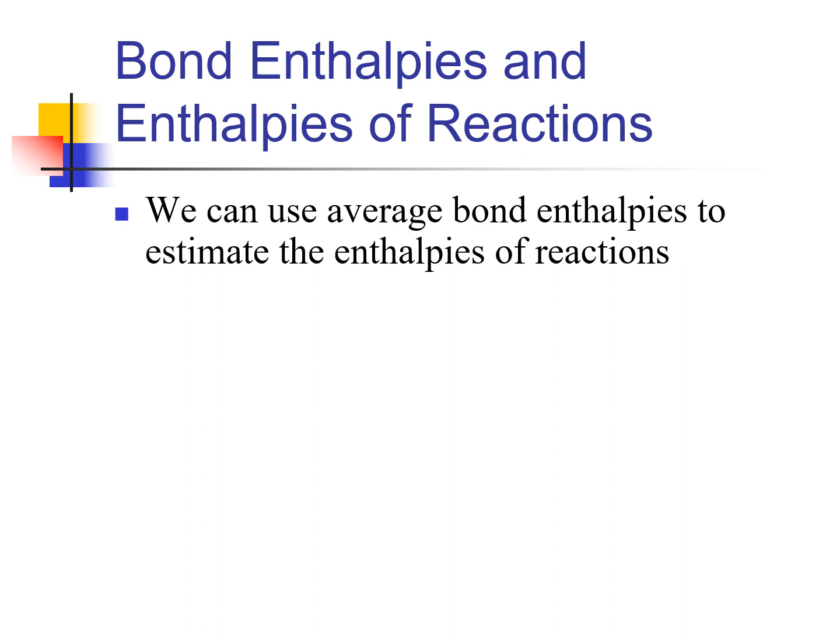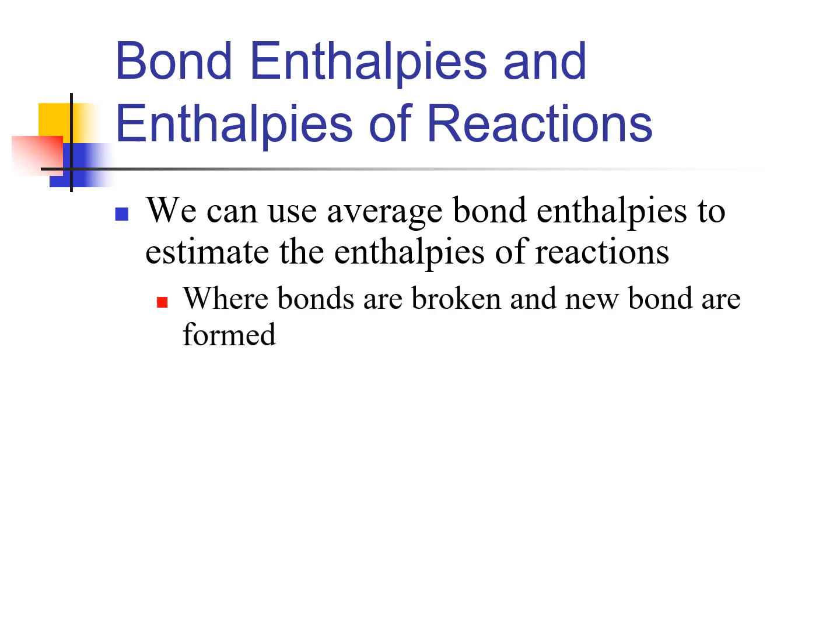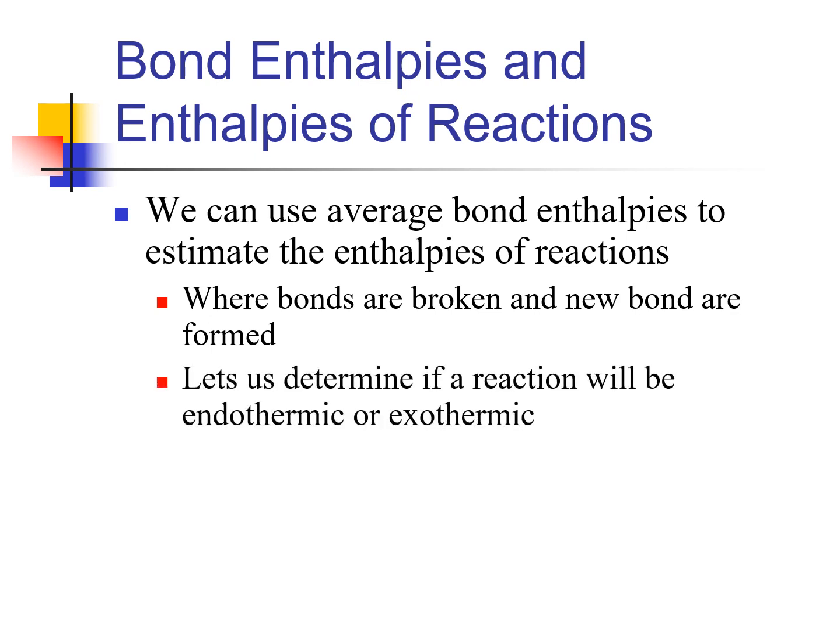So we can use what are called average bond enthalpies to estimate the enthalpy of a reaction. We can find the bond enthalpies, which are just a table in your book, to estimate the overall heat of a reaction. Now again, in a reaction, bonds are broken and new bonds are formed. This is really best for seeing if a reaction will be endothermic or exothermic. It is not as accurate as a true method of finding enthalpy like Hess's law or calorimetry, but it's a good way to tell if a reaction should be endothermic or exothermic.